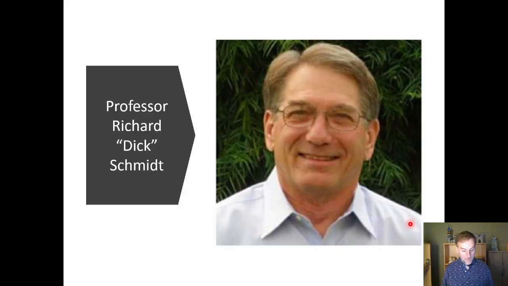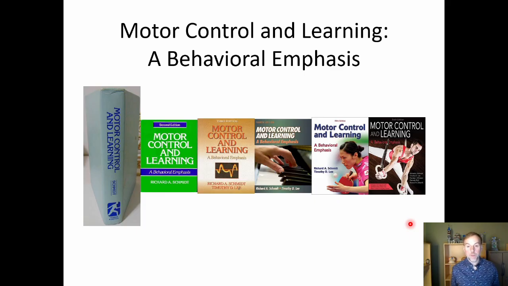One famous thing about Professor Schmidt is he founded the Journal of Motor Behavior in 1971, a very influential journal for articles on motor learning, motor control, and motor development. Professor Schmidt is also famous for authoring what I would say is the most famous motor control and learning textbook. So it's called Motor Control and Learning, a Behavioral Emphasis. And they're currently on the 6th edition, if I count the pictures right here. So this is the very first edition.